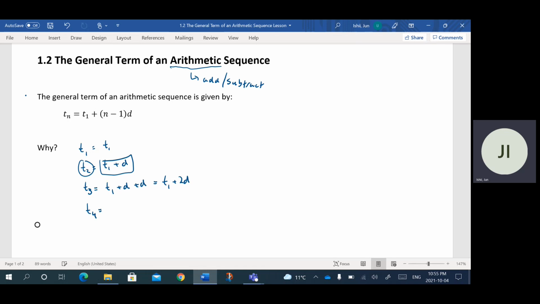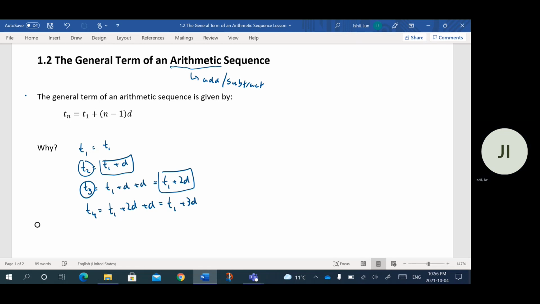Next up, T4, the fourth term. I take the third term, but rather than writing T3, I write T1 plus 2D. Then I need to add another common difference, so this is equal to T1 plus 3D. Do you see a bit of a pattern here? Hopefully you do.